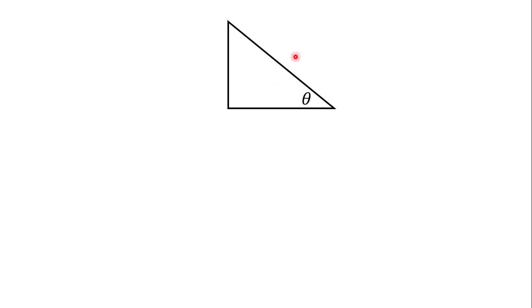Okay, now c is there, b is there, but a is not there. To find a, a squared is equal to c squared minus b squared. And when we take the square root, we get a is equal to the square root of c squared minus b squared.